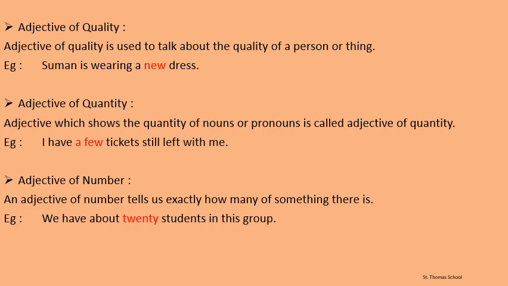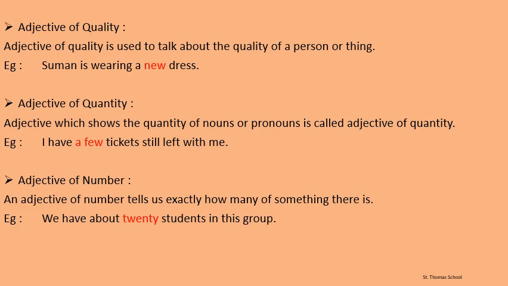Next, it is adjective of number. An adjective of number tells us exactly how many of something there is. So when an adjective of number is used in a sentence, it tells us how many. So how many nouns or persons or things are mentioned in the sentence. It is particularly used with numbers, for example 5, 10, 100, 20, like that.